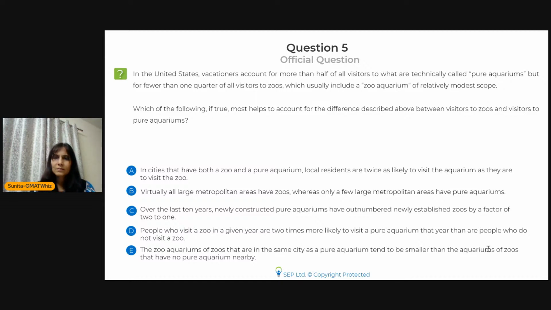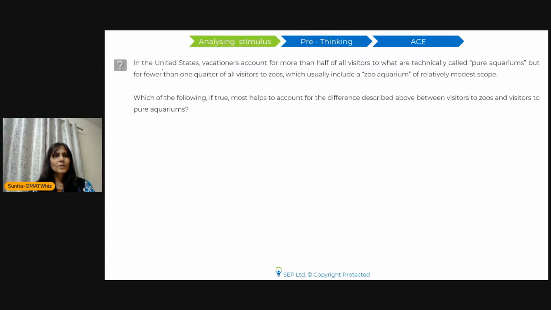Okay, let's go ahead and understand this question. In the US, okay, we're talking about a particular country here, vacationers. Now, sometimes these words have implications. For example, when you read the word vacationers, what should you infer? You should infer that we're talking about people who are on a holiday. Account for more than half.